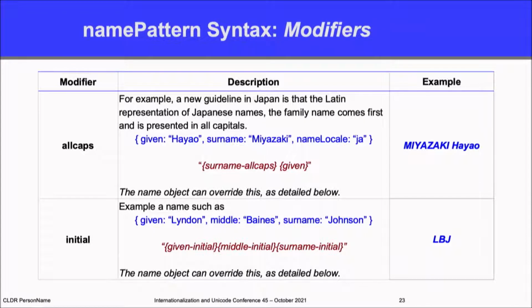Each one of the format elements can be modified, and we have two modifiers right now. One is pretty straightforward, all caps. So for instance, the example from Japan: Hayao Miyazaki in surname first will be presented as Miyazaki Hayao, or I have surname all caps. And then we have initial.